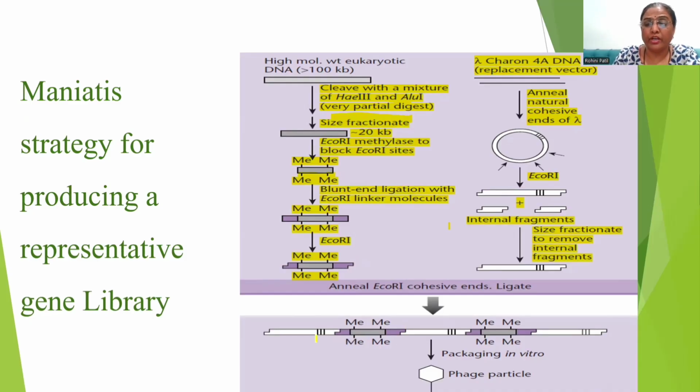Now here you can see your insert molecule. It has been inserted, that is your 20 kb fragment. It has been inserted into where? Inserted into your lambda vector. And next, this DNA molecule is going to be packaged into the phage head by the in vitro packaging. Okay, in this way, Maniatis has given the strategy to do the genomic library construction, in which there is a use of the HaeIII and the AluI restriction enzymes, which are the tetra cutters and which are going to generate the blunt ends. And here, the linker technology is used for the ligation purpose.